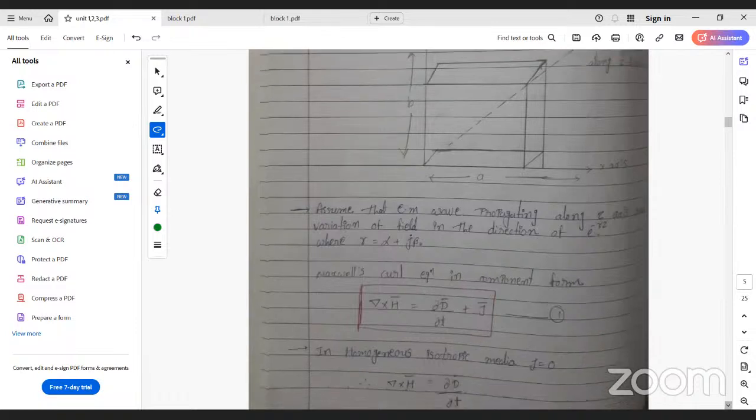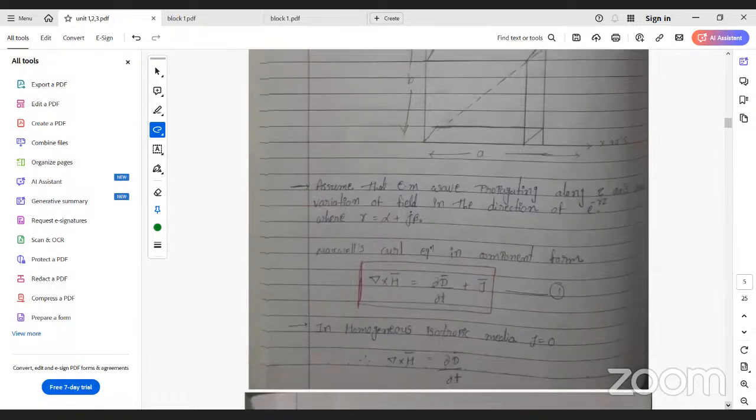Next, to solve this derivation, I am using Maxwell's curl equations. You studied Maxwell's equations in the theory class in first year. How many Maxwell equations are there? 4. Here we are using Maxwell's curl equation in terms of magnetic field.